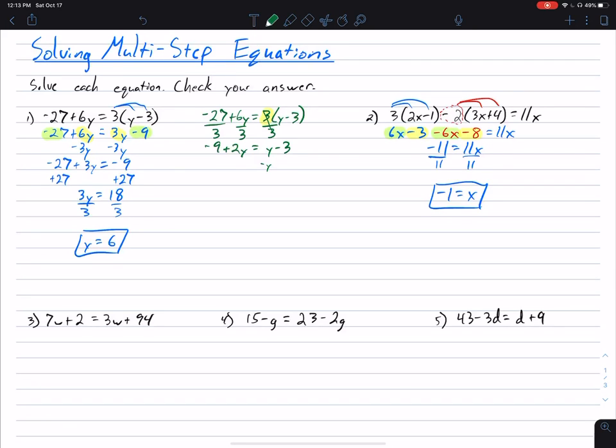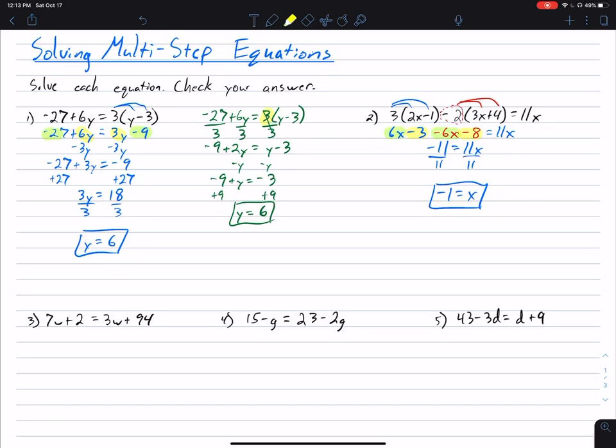So I'll just finish this one out. I'm going to subtract y from each side. Negative 9 plus y would be equal to negative 3. And now I'm going to add 9 to both sides. So y would be equal to 6, which is what we had already. I'm just showing you that both methods would work.